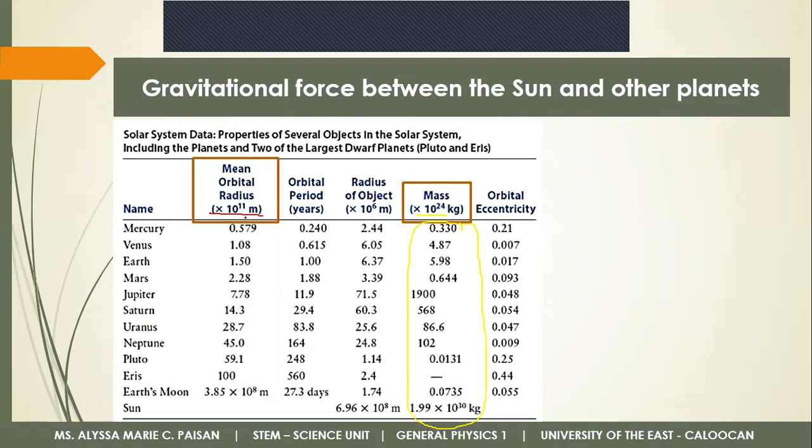Meaning, if you're going to input it as a given, the mean orbital radius of Venus should be 1.08 times 10 raised to 11 meters. Okay, yun yung ibig sabihin nung may nakalagay na times 10 raised to 11 meters dito sa taas. Tapos sa mass naman, Venus ulit, it should be 4.87 times 10 raised to 24 kilograms.